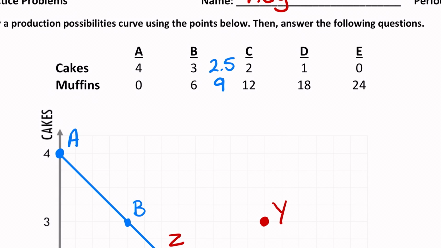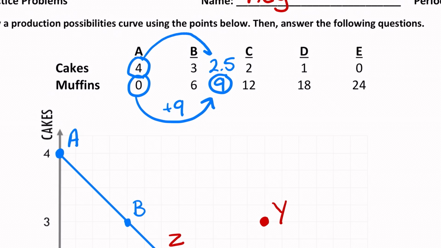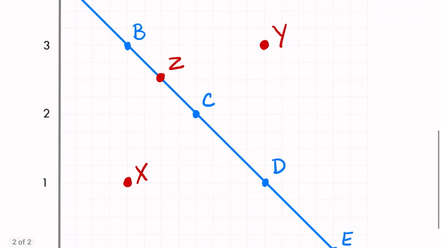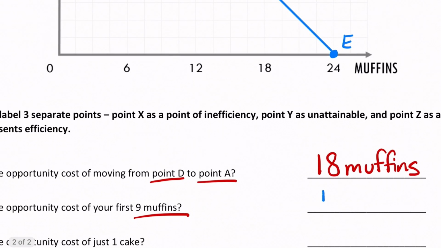So if we're moving from 0 muffins, because it's going to be our first 9, so we haven't made any yet, up to 9, we're adding 9 muffins, but that is not our opportunity cost. Opportunity cost is what opportunity are we giving up? Well, we're giving up the opportunity to be producing all of those cakes because we used to be able to produce 4. Now we can only produce 2.5. So we're giving up 1.5 cakes. Therefore, our opportunity cost is 1.5 cakes.